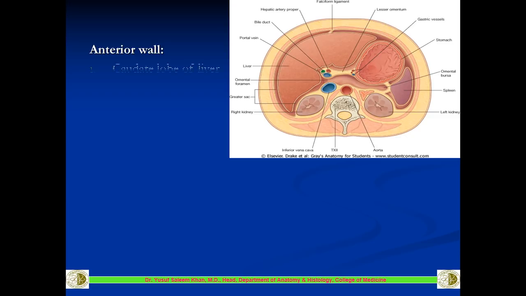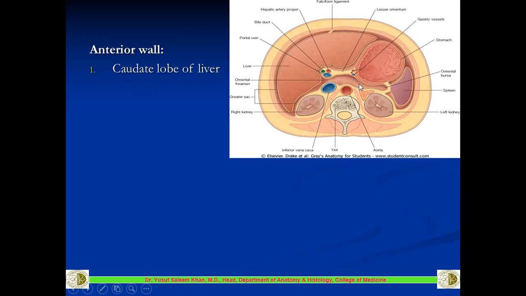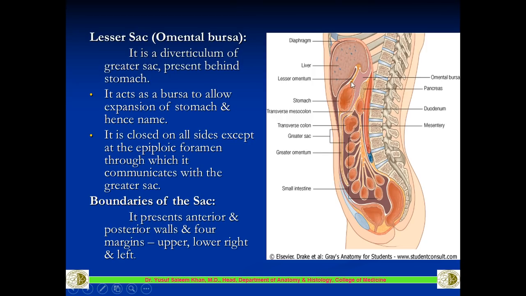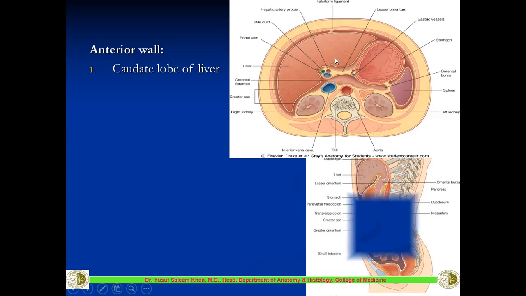So what is the anterior wall? As you can see in this picture, this is the anterior wall of the lesser sac. It is formed by the caudate lobe of the liver. This is a cross section of the abdomen showing the lesser sac. It is a small cavity, and in front we have the stomach, as well as the lesser omentum, which you can see in this picture. Here is the cavity, and the stomach is in the front. Similarly, you can see here the stomach and lesser omentum in front, and here is the small, slit-like cavity.